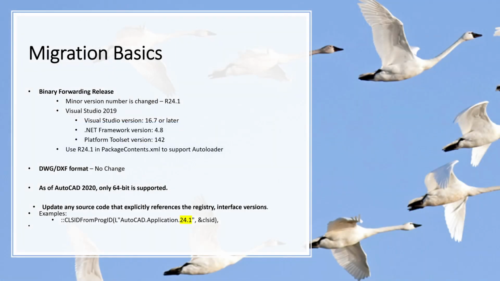Migration basics. The minor version number is changed from R24.0 to R24.1 with the same Visual Studio ID. If you are a customer of AutoCAD 2021, you may have to update to the newest version, 16.7 or later, to build your ObjectARX applications.